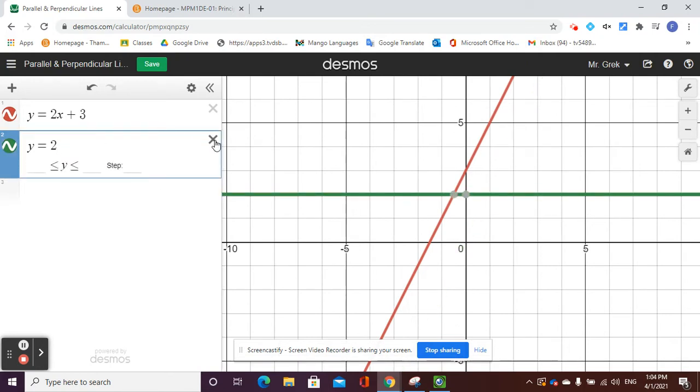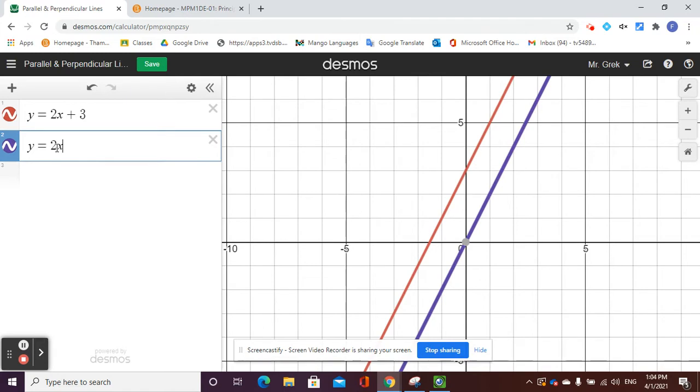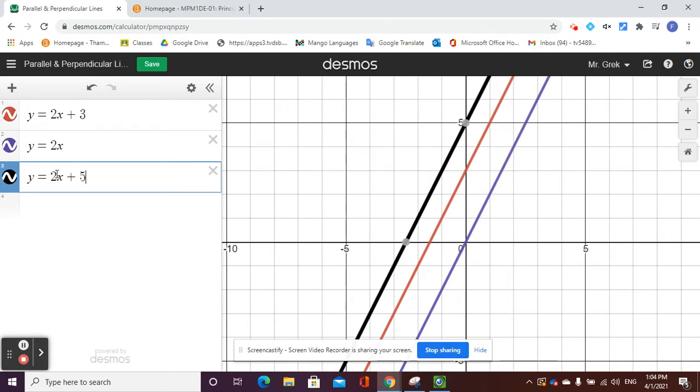So if I ask you to come up with the equation of a line that has the same slope as this red line, there would be infinite correct answers. They would just need to include a slope of 2, but they could have any y-intercept. This purple line has a y-intercept of 0. It's parallel to the red line. Here's a line that has a y-intercept of 5, the black line, and it's parallel to the red line. So there are infinite lines that are parallel to the red line. They just all have the same slope, but a different y-intercept.